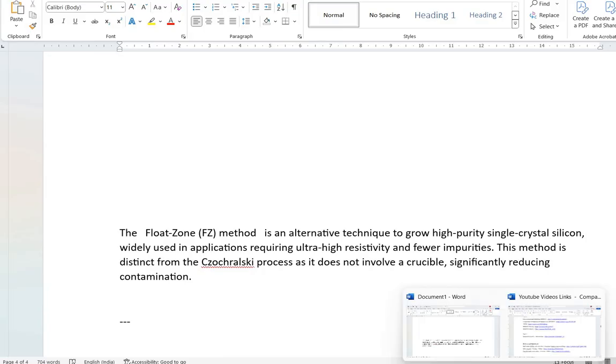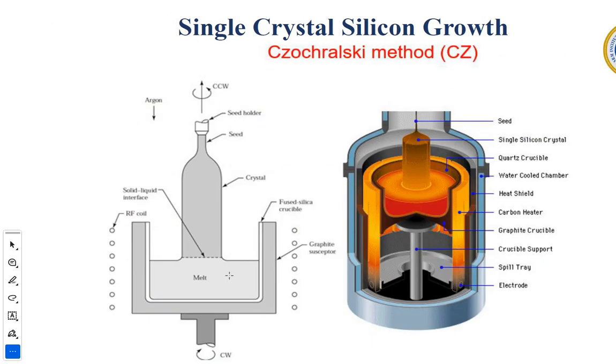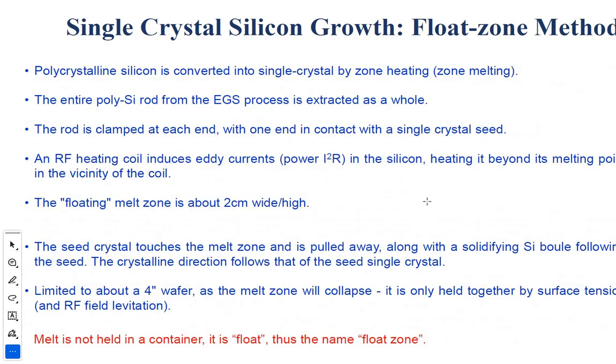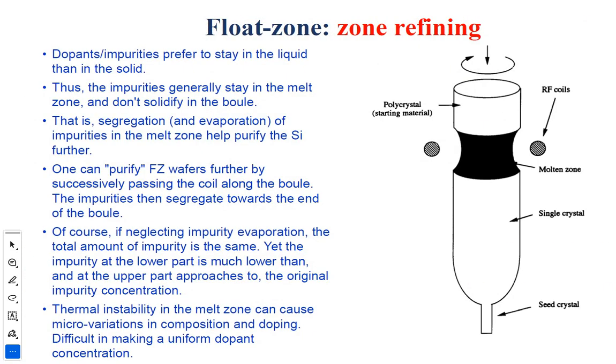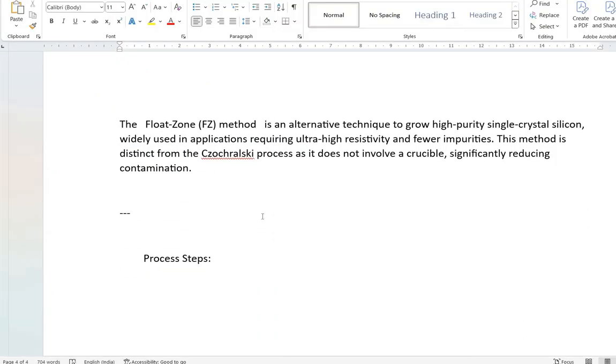The other method is the float zone method. The CZ method's diagram is like this. We have the RF coil on the sides, the graphite susceptor for protection, the melt here, the seed holder here, and the seed is here. So the seed crystal is formed here. Now, this method is followed by the float zone refinement method. It's an alternative technique to grow high purity single crystal silicon.